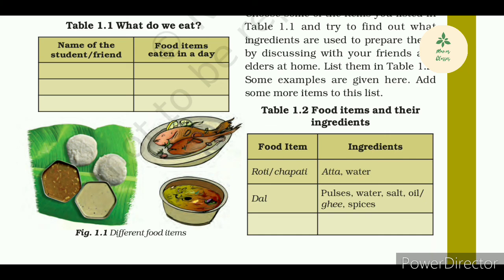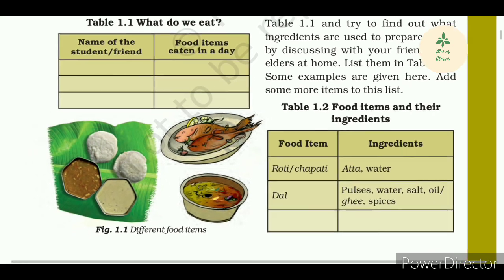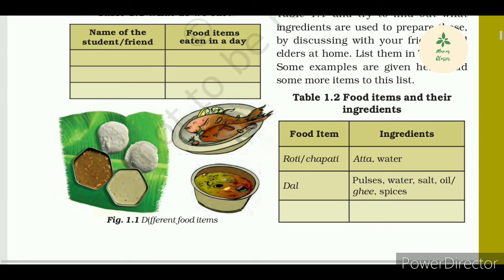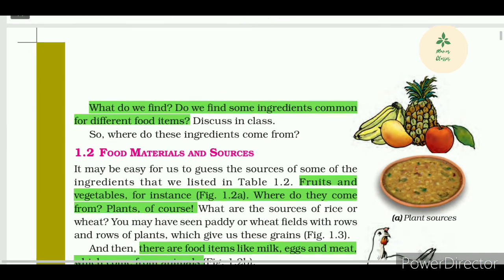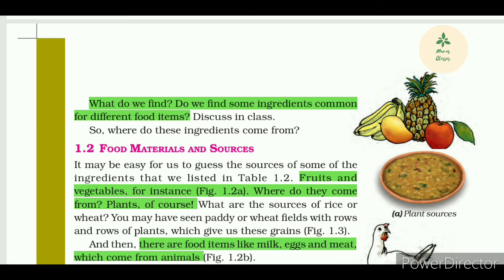And the next one is dal. There is a need for pulses, salt, oil, ghee and spices. We also discuss this table in our PPT file, so don't skip this. What do we find? We do find some ingredients common for different foods.